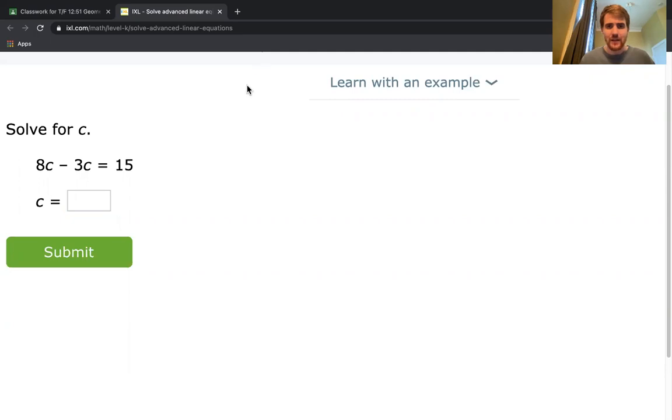We have 8c minus 3c equals 15. As I said in the last video, I would recommend before each of these, you pause the video and try and solve it yourself. That's the best way to learn. And then you can just check your work by watching me solve it. So 8c minus 3c equals 15. We're trying to figure out what is c.